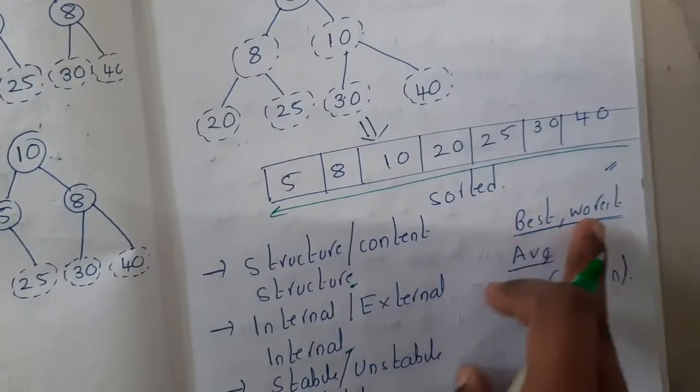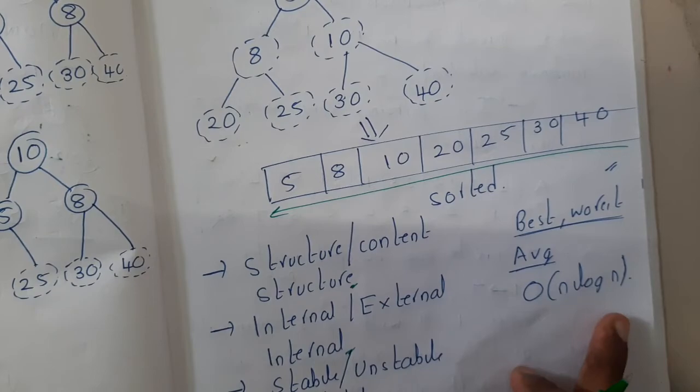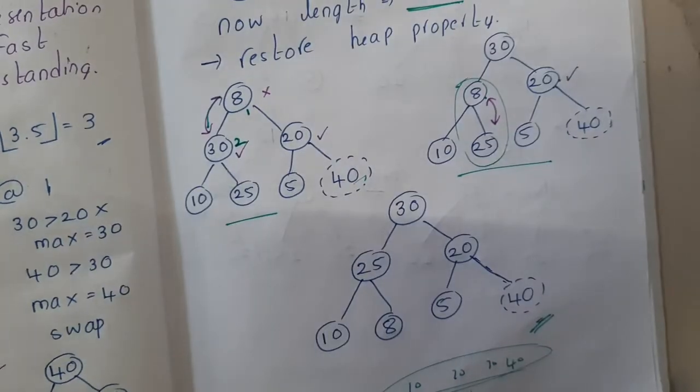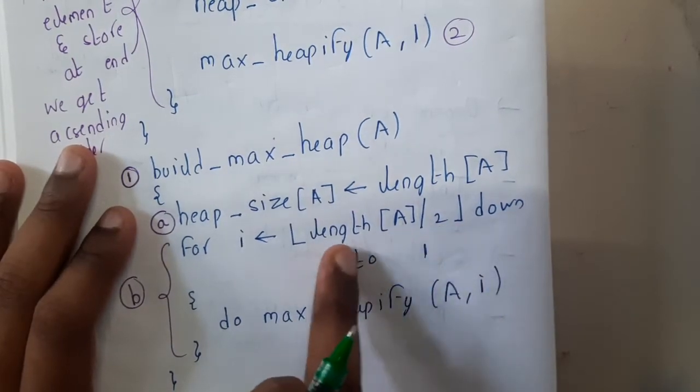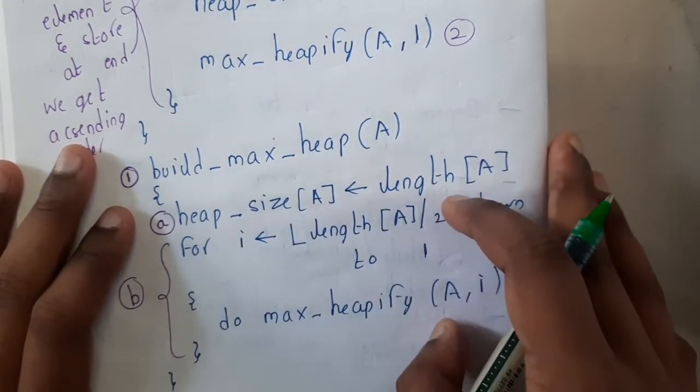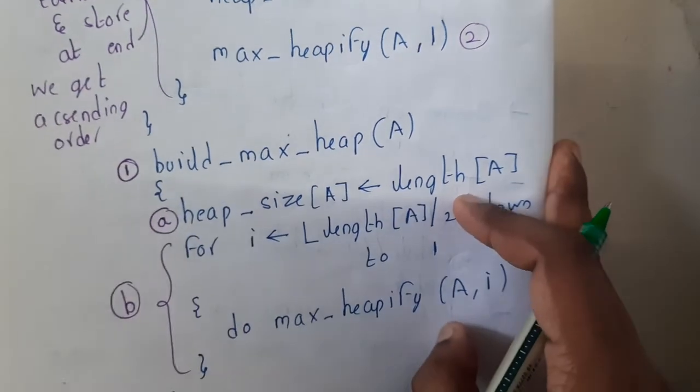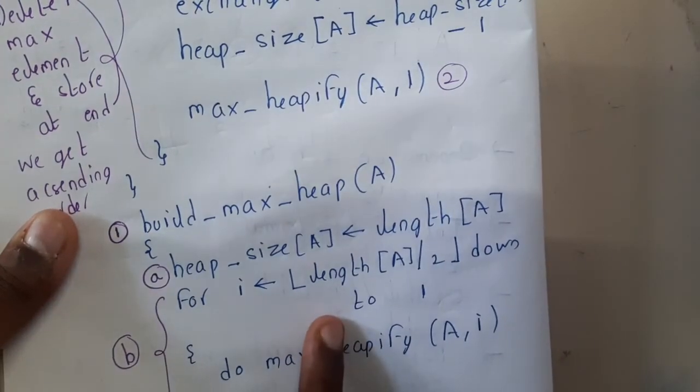And the best, worst and average cases will be n log n. The basic reason is this: if you observe length A by 2, how many times will this loop run? It will run only log n times, if you observe carefully. That is the reason why this is a log n.